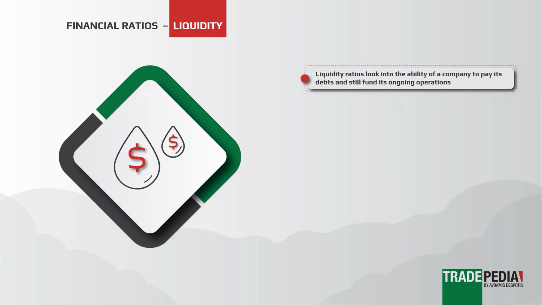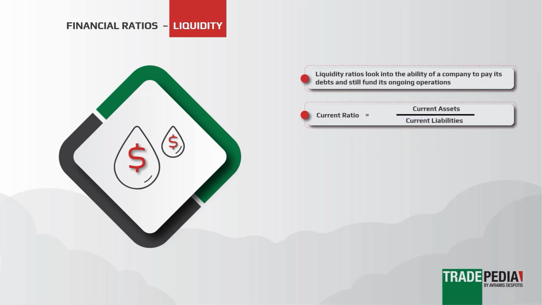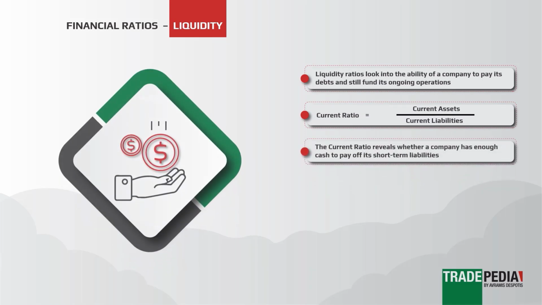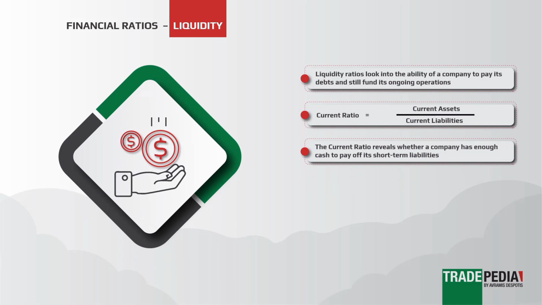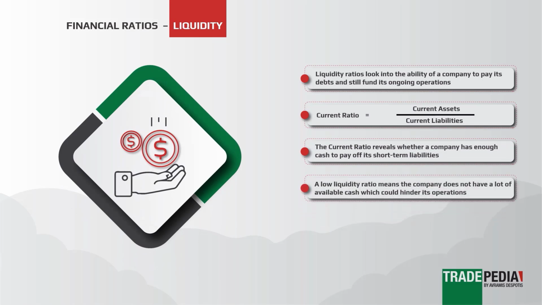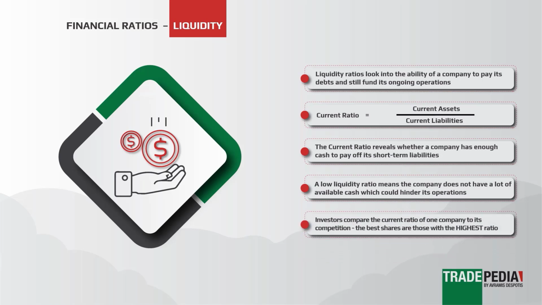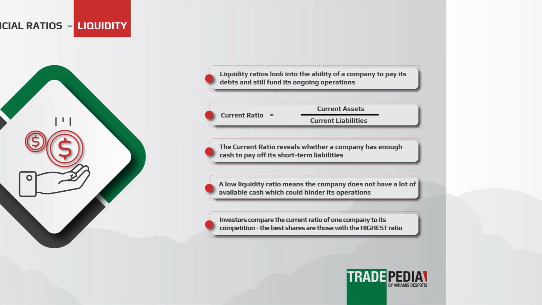Liquidity ratios look into the ability of a company to pay its debts and still fund its ongoing operations. It is simply calculated by dividing the current assets over the current liabilities. The current ratio reveals whether a company has enough cash to pay off its short-term liabilities. A low liquidity ratio means the company does not have a lot of available cash, which could hinder its operations. Investors compare the current ratio of one company to its competition. The best shares are those with the highest ratio.